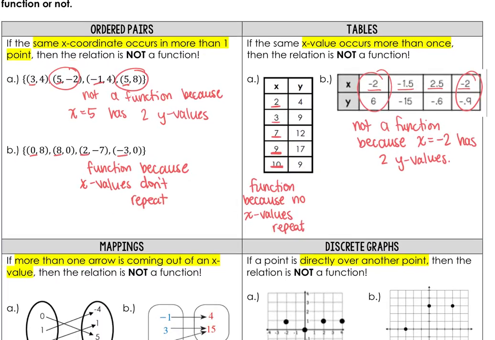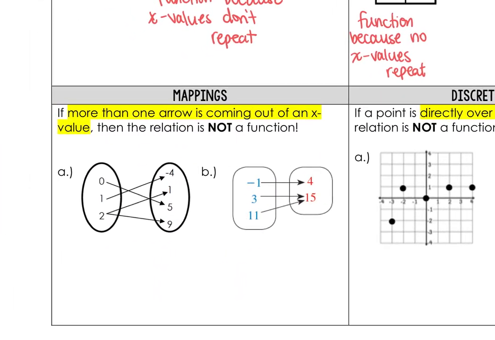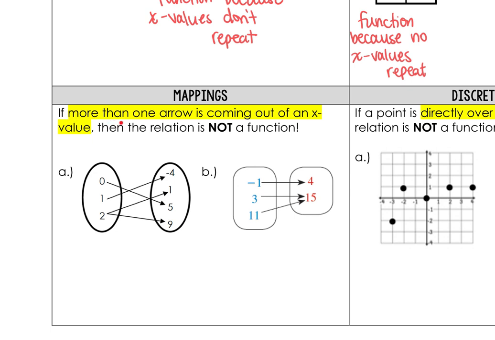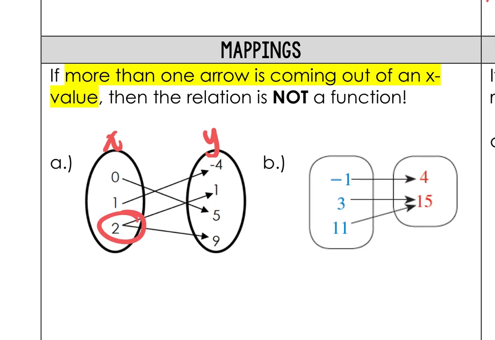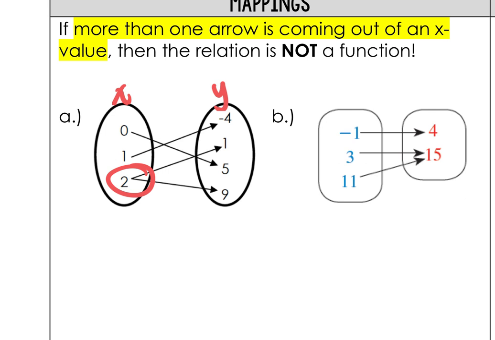All right, that's ordered pairs and tables. Now let's look at mapping diagrams. What we are looking for here is whether more than one arrow is coming out of an x value. If so, it's not a function. Mapping diagrams are very similar to a table. The left is the x and the right is the y. So this x value of 0 has a y of 5. This x value of 1 has a y of -4. And this x value of 2 has 2 different arrows, which means that one value of x has 2 y's.